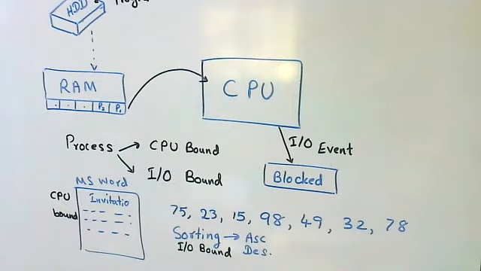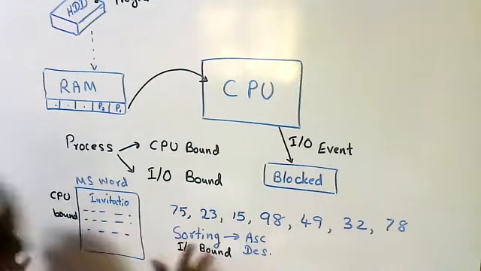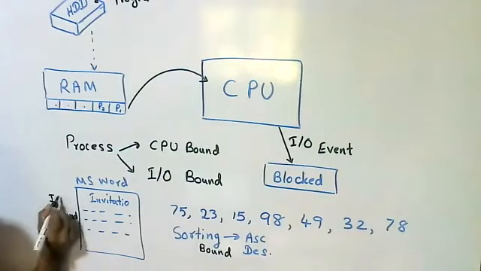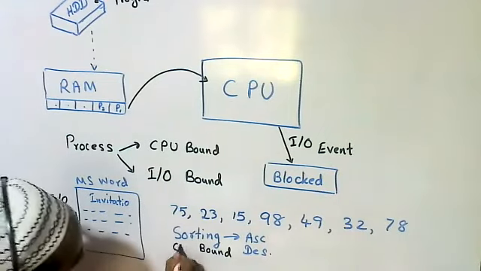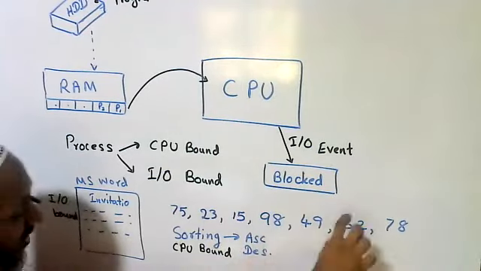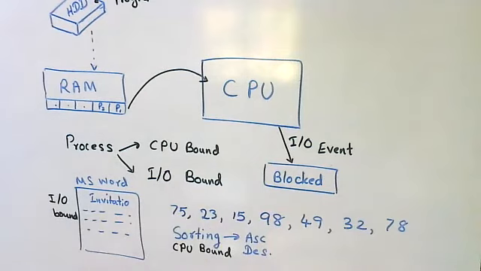Excuse me, sir. Sir, the MS Word example is an IO bound process, no? Sorry, yes. Thanks for reminding. Yes, this one is IO bound, this is CPU bound. Because this needs more input output time. While sorting, it needs more CPU time.